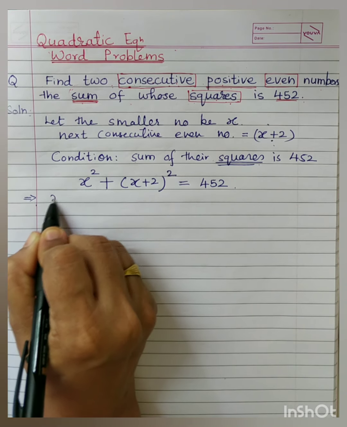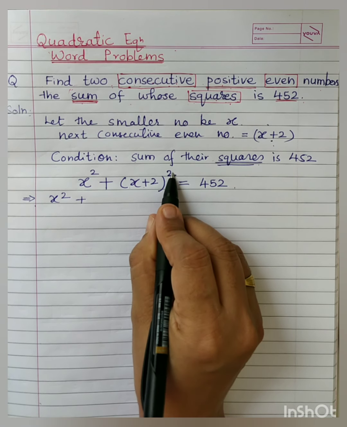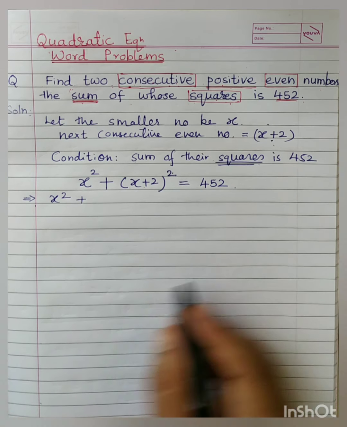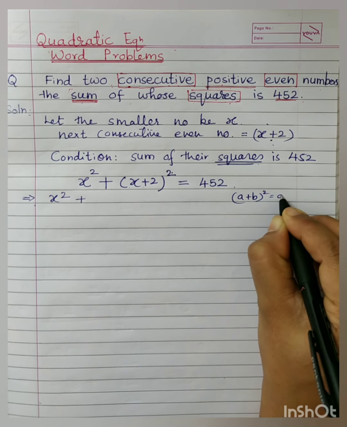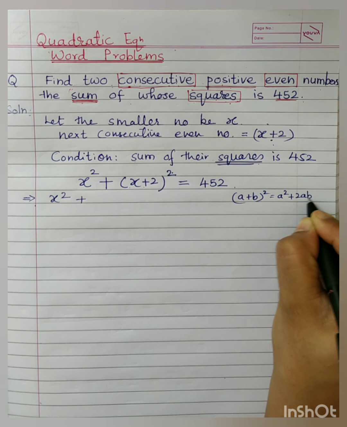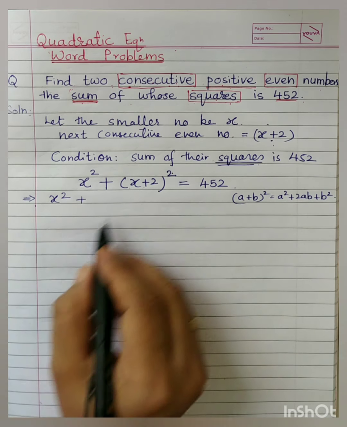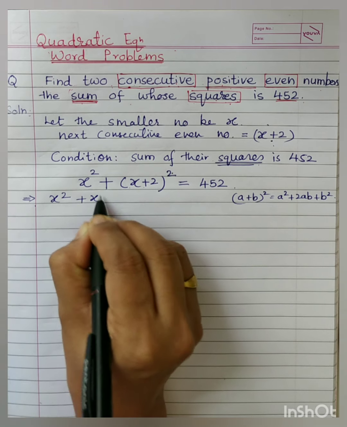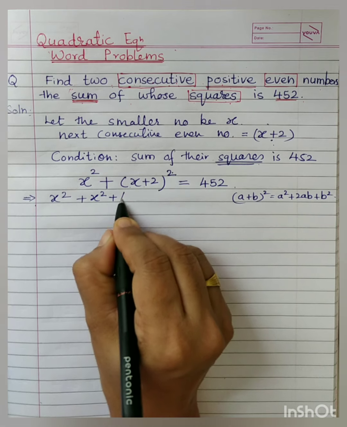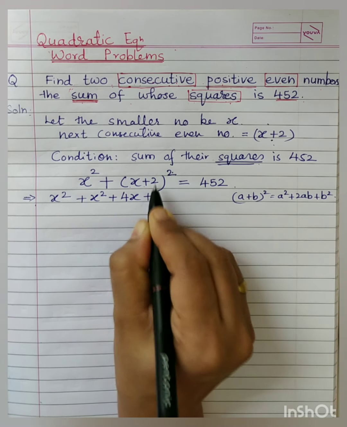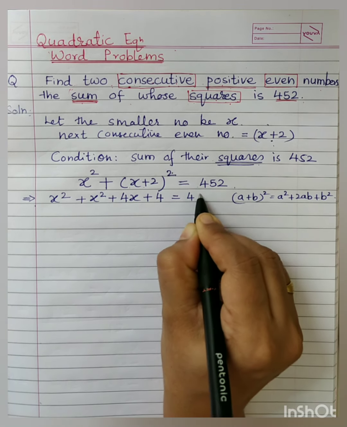So x square will be as it is, plus expand x plus 2 the whole square. What formula will you use? a plus b the whole square. What is a plus b the whole square? a square plus 2ab plus b square. You need to write it when you are practicing so that it gets fixed in your mind. So a square means x square, plus 2ab means 2 into x into 2, that is 4x, plus b square, that is 2 square, 4, is equal to 452.